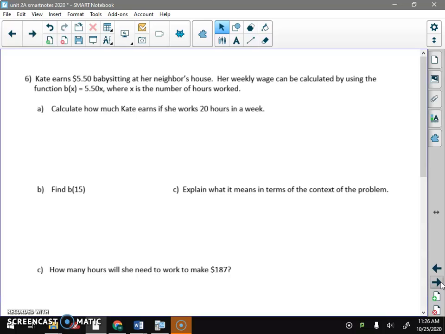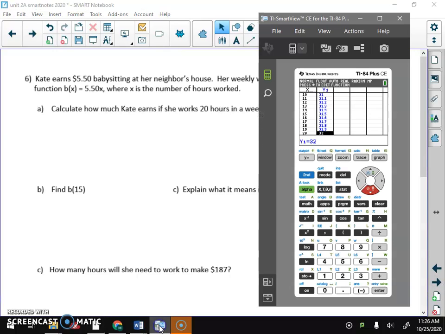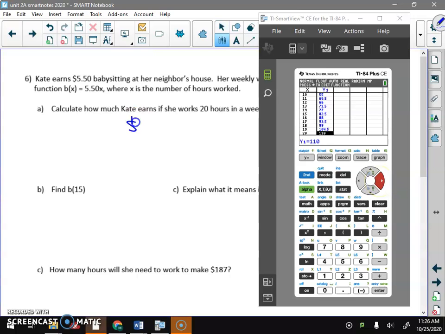Let's do one last one where we have an equation. Kate babysits and she makes $5.50 for every hour that she works. How much would she make if she worked 20 hours? Again, I bet you would know what to do. I'm going to use my calculator to make sure. Clear out the old stuff. 5.50x, works 20 hours. That means I'm going to go to my table down till I get to 20, because black is hours worked, blue is money, $110. That'd be a nice payday.